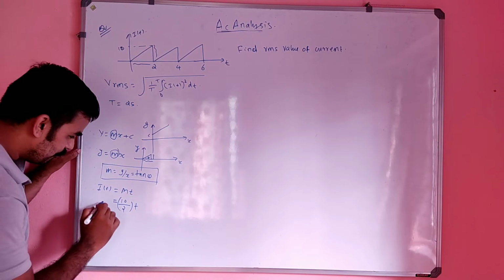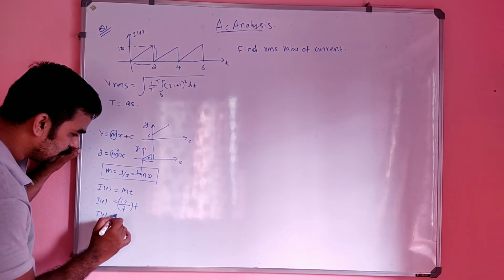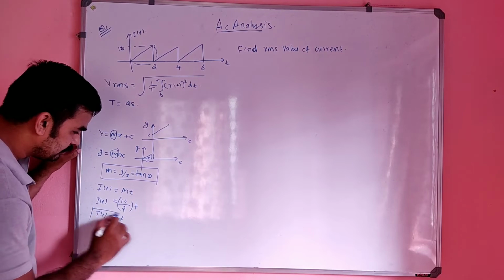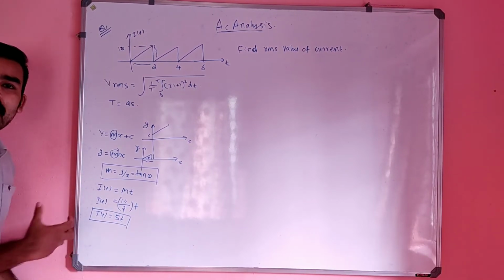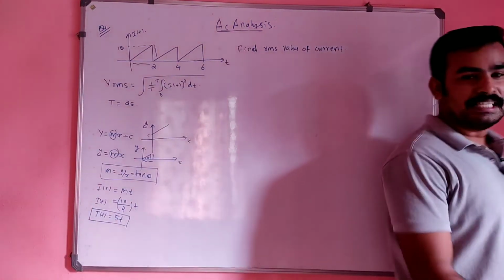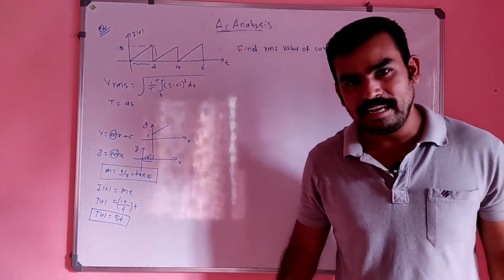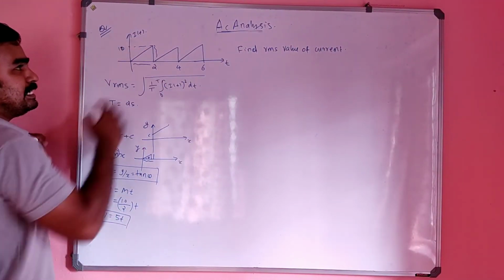I of t is equal to phi t. So this is how you have to derive the equation for the line. Okay, so this is the equation, right?